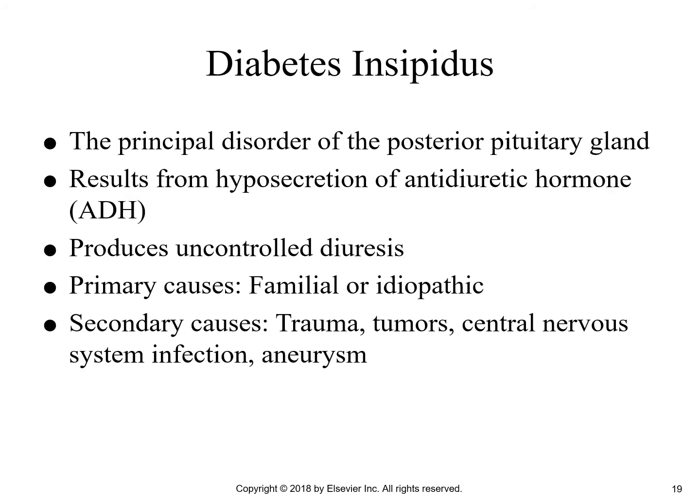Diabetes insipidus, the principal disorder of the posterior pituitary gland, results from hyposecretion of antidiuretic hormone. It produces uncontrolled diuresis. Primary cause is familial or idiopathic. Secondary causes: trauma, tumors, central nervous system infections, and aneurysms.